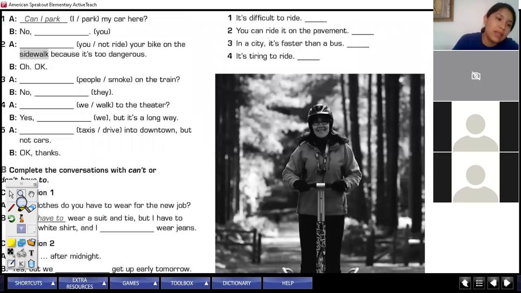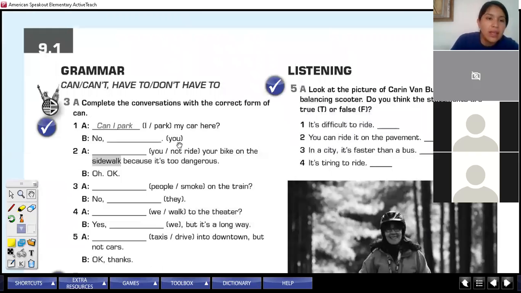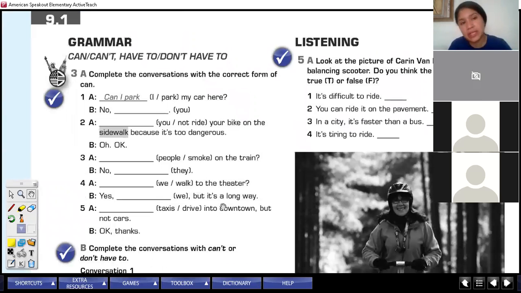Okay, and here we have this exercise of grammar. You have to complete it with can, can't, have to, or don't have to. Please, this one, do it on your own. Just write down the answers to upload them today with the activity we did on Tuesday. We'll answer it, and let me know when you're done, okay? Exercise 3A.